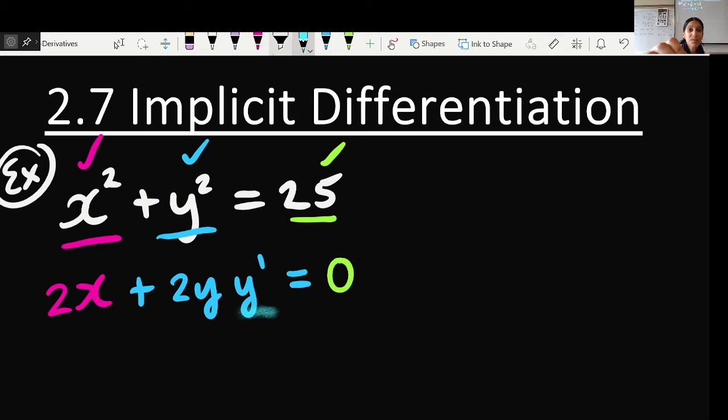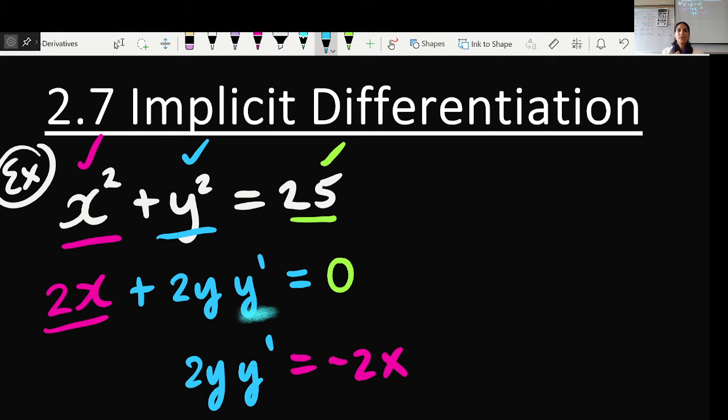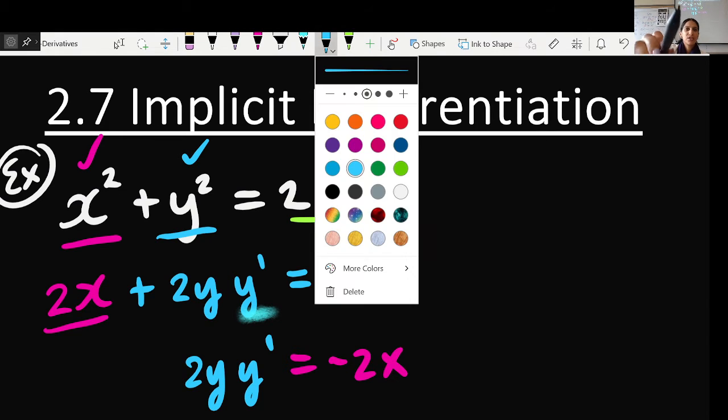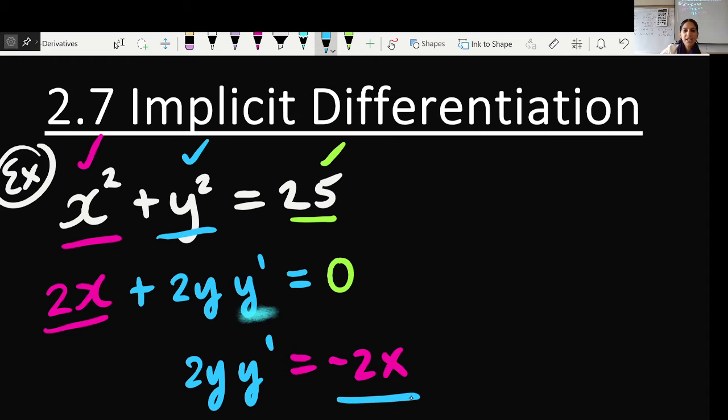The rest of this is basically just using our algebra skills to get y prime by itself. So how I would want to do that is I need to get rid of this. Back to basic algebra, if I want to move that 2x over, everybody see we're going to get negative 2x. And then what we're left with is 2y times y prime. And if I want just y prime by itself, what do I need to do with this 2y? Divide it on both sides.